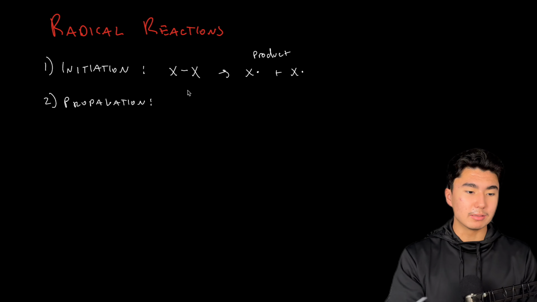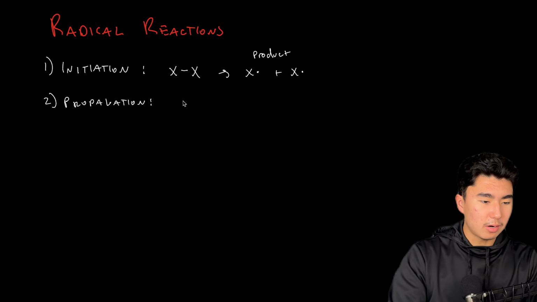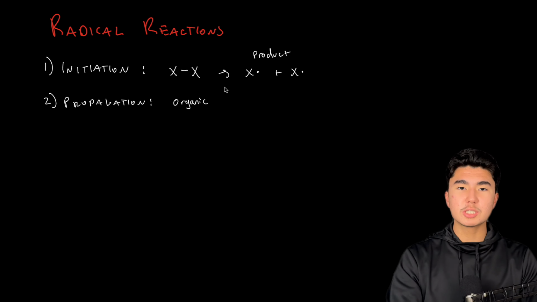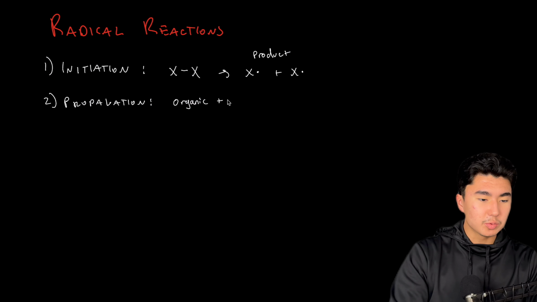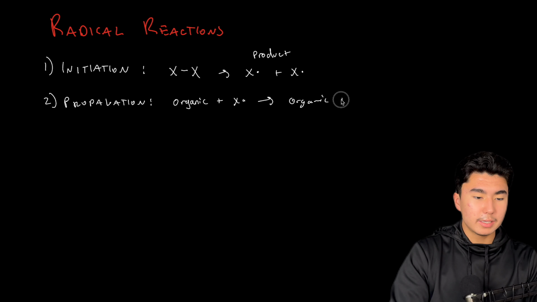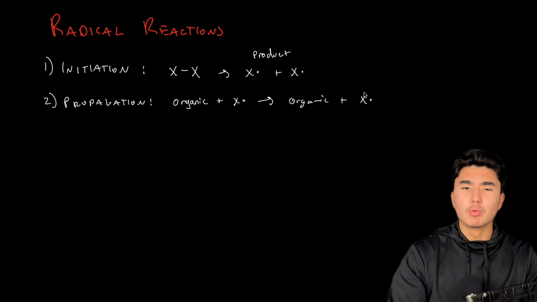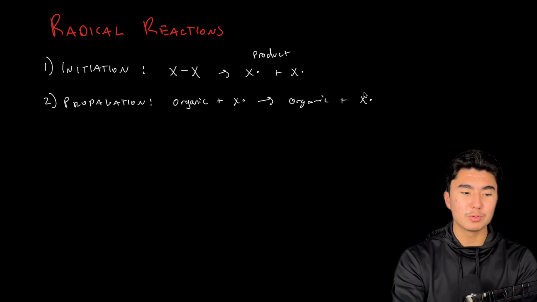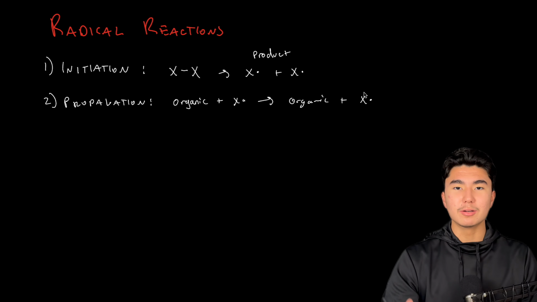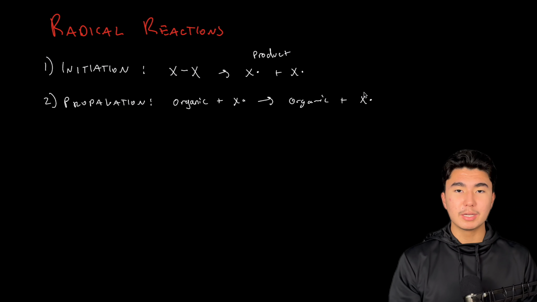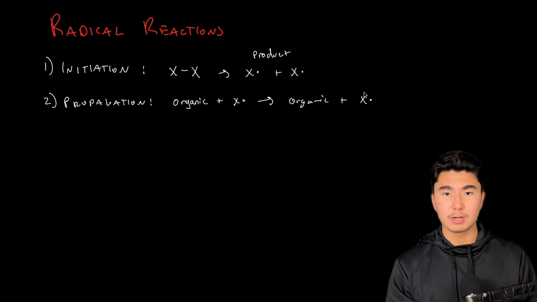What that might look like in our scenario: I'll just put "organic," symbolizing an organic molecule, plus this radical over here, and then we might have an organic molecule over here plus this one over here. I'll show you specific examples so this makes sense, but I'm just trying to illustrate how in our propagation phase you're going to see your radicals both on the reactant side and the product side.